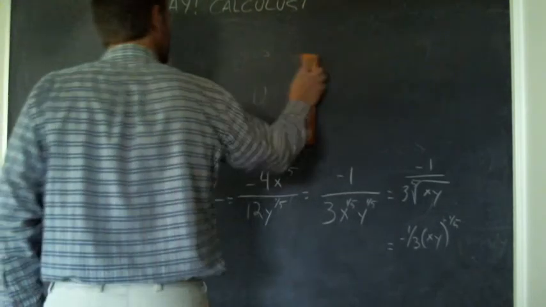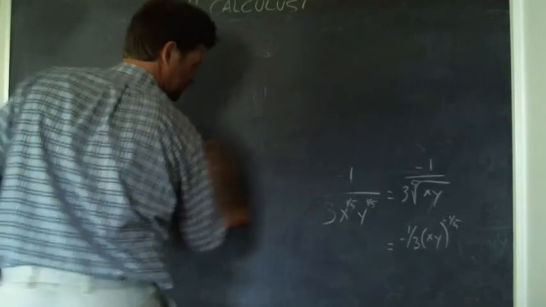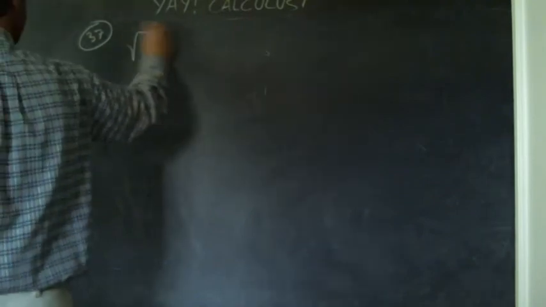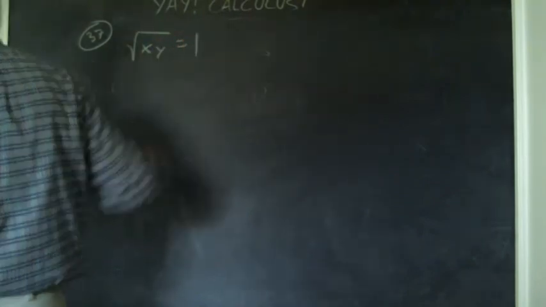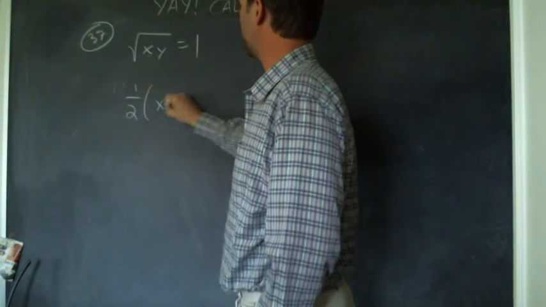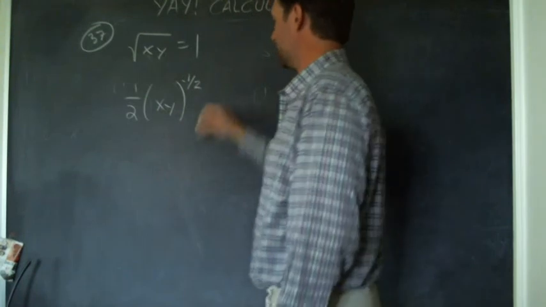Onward and upward to number 37. Closing in on the halfway mark. Number 40. Square root of xy equals 1. This is a nice half a chain rule. So this is xy to the 1/2. So that makes 1/2 xy to the negative 1/2 times the derivative of the inside, which will be the product rule.